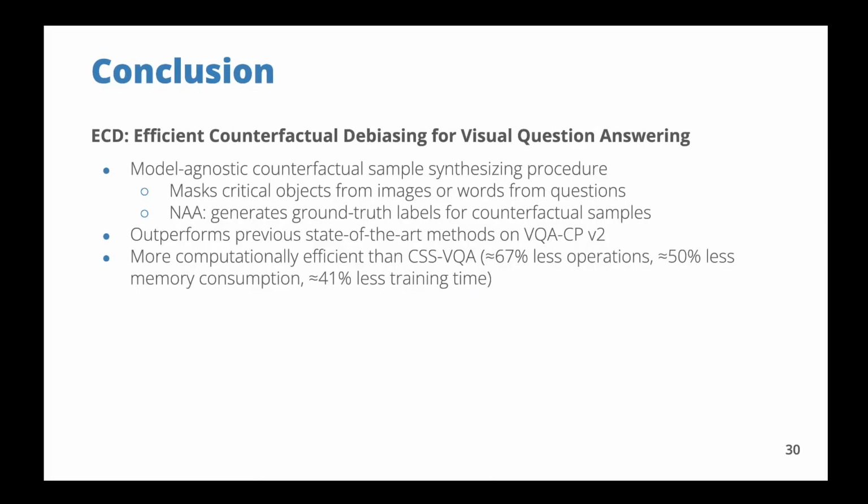In this work, we present our proposed approach named Efficient Counterfactual Debiasing for VQA, which is a model-agnostic counterfactual sample synthesizing procedure. We mask critical objects from images and words from questions to create these counterfactual samples, and we also provide a new negative answer assignment that provides ground truth answers for these counterfactuals. We outperform previous state-of-the-art methods on VQA-CP-v2 while being much more computationally efficient than the previous state-of-the-art CSS.